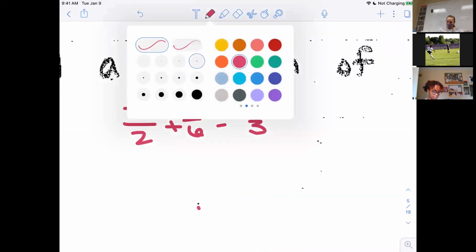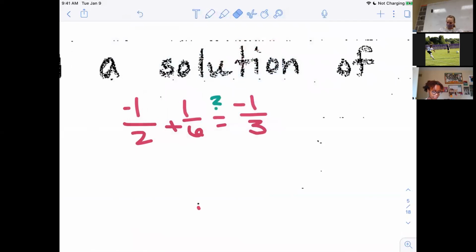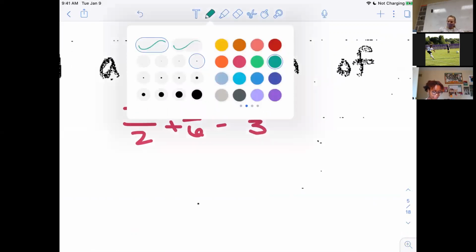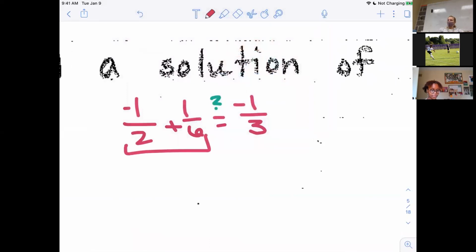And I'm going to put a little question mark over the equal sign because I don't know if they're equal yet. I want them to be equal, but I don't know if they are yet. So I'm just going to put that there. If I can simplify this left side in order to equal -1/3, then I'm good. This is fractions, which I know is everyone's favorite. We can get this in terms of over 6 though.